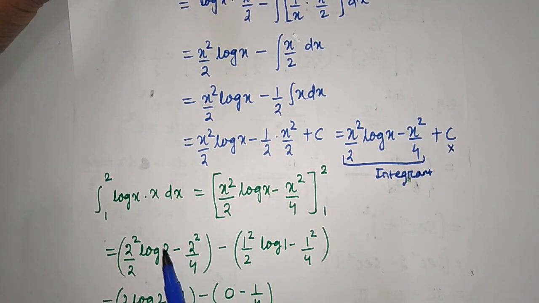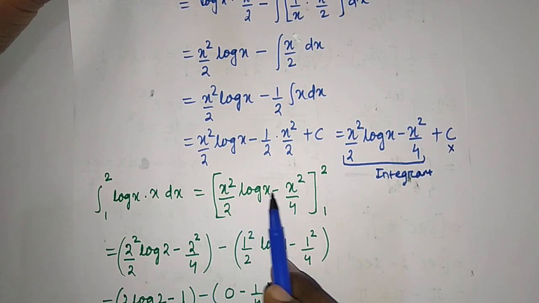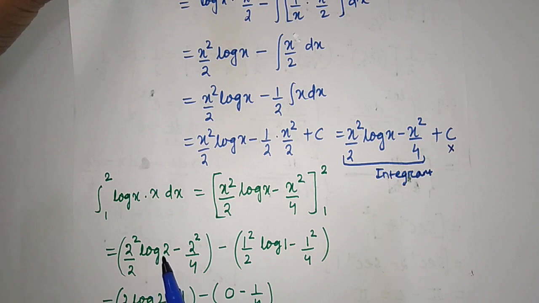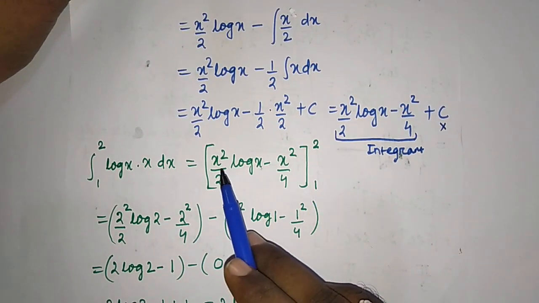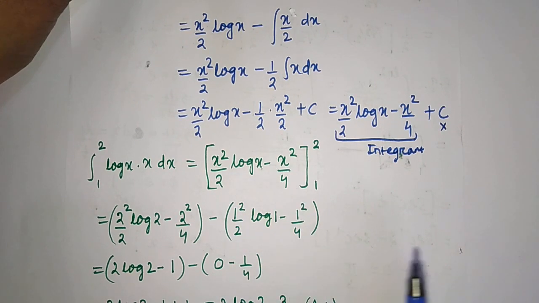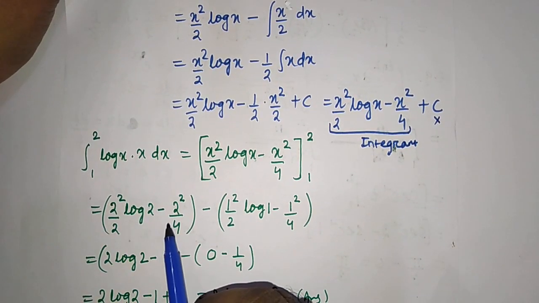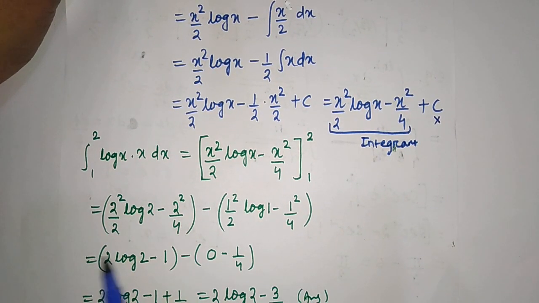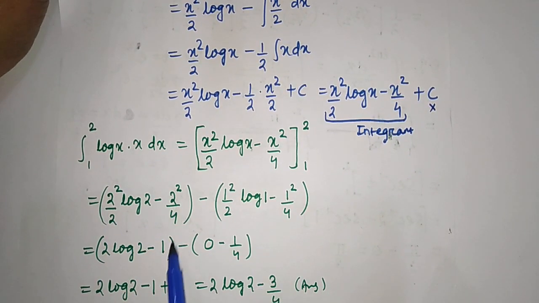See here, first I have put the upper limit in place of x. Here x square is there, that's why I have written 2 square. Here log x is there, that's why I have written log 2. And here x square by 4 is there, so here I have written 2 square by 4, minus, then again I have put the lower limit. Here 1 square by 2 log 1 minus 1 square by 4. Okay, now 2 square by 2 log 2 minus 2 square by 4; I have simplified this, 2 square by 2 is 2, so 2 log 2 minus 2 square by 4.